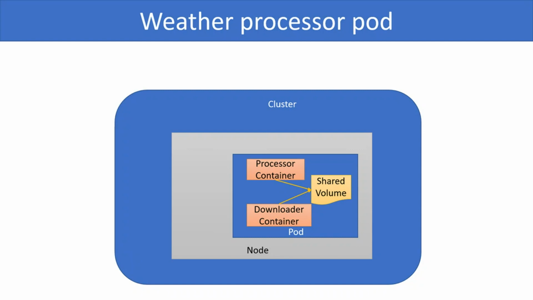However, there are scenarios where you would want multiple containers in a pod. For example, if you have a container that processes weather data, you could have another container that downloads weather data and puts it in a place that is accessible by both the containers. If a pod hosts multiple containers, they are always located on the same node and are scheduled together.